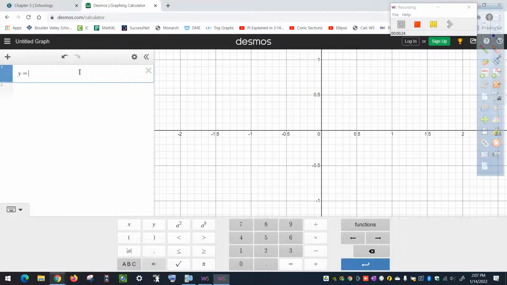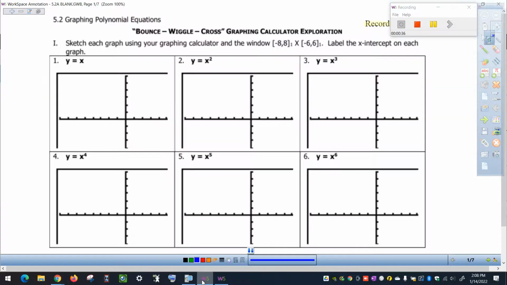So we'll go ahead and type in here y equals x. This is not a huge surprise that it's a perfectly straight line. We know that this type of function is linear. And so what we're going to do over here on paper is draw in a straight line passing through the center. And we're also going to go ahead and label here the x-intercept value of 0, 0.